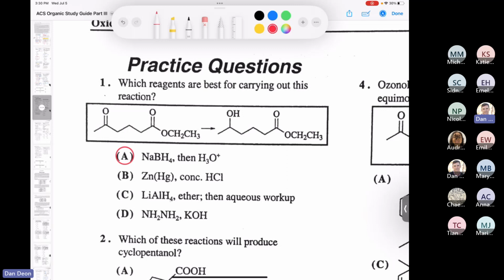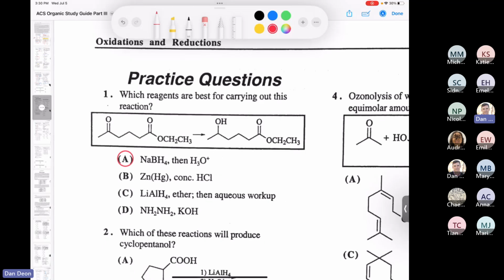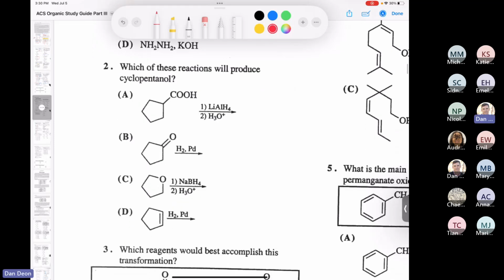The next one, B, is a Clemmensen reduction, and C is going to reduce the ester too. And then the next one is the Wolff-Kishner reduction. So yeah, I guess the best answer would be A, because it's the mildest reducing agent of all. This one, sodium borohydride, but that's a little bit different than the way it's presented in our textbook. Don't worry about it. There's no way that it's not presented like this in our final exam. So let's move on from there.